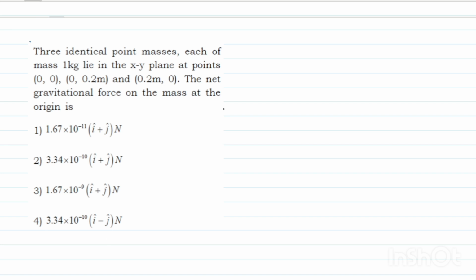Let us see the next question, students. Three identical point masses, each of mass 1 kg, lie on the xy plane at the points (0, 0), (0, 0.2 meter) and (0.2, 0). The net gravitational force on the mass at the origin is asked.